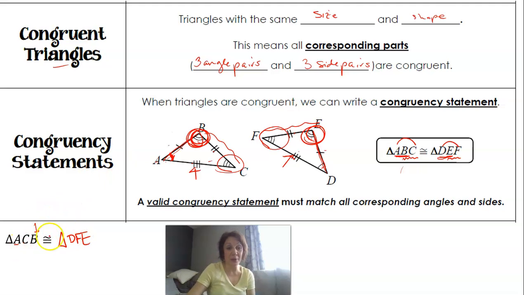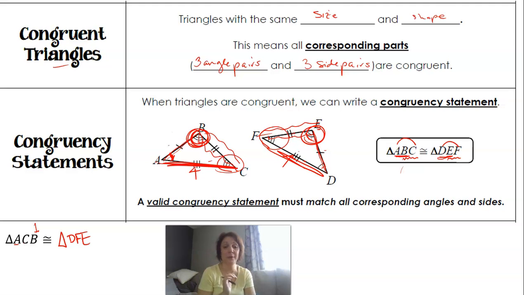So this is just another way to write the same statement. And again, look, all my matching parts are going to line up. If I look at my first 2 letters, AC has to match DF. AC matches DF, 3 and 3. CB, the last 2, has to match FE. CB, 2. FE, 2. Okay, so that's what we call a valid congruency statement.